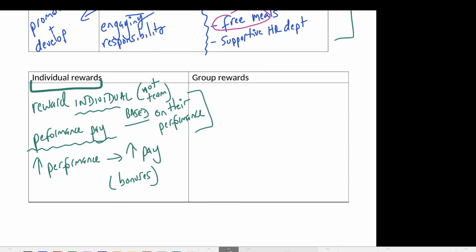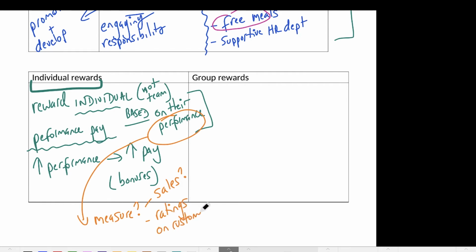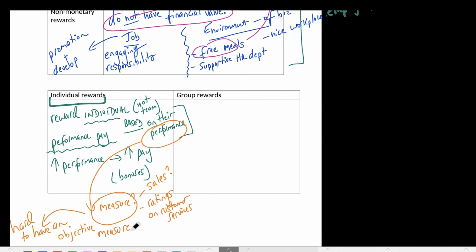The challenge with this though is that when we are basing someone on performance, the question is how do we measure someone's performance? Is it purely about how many sales they make? Is it about their ratings on customer service? Maybe we get customers to fill out feedback forms. How is it done? Because it's challenging sometimes to have objective measures about an individual's performance. It's difficult to have an objective measure that clearly shows, okay, this person has done better than others.